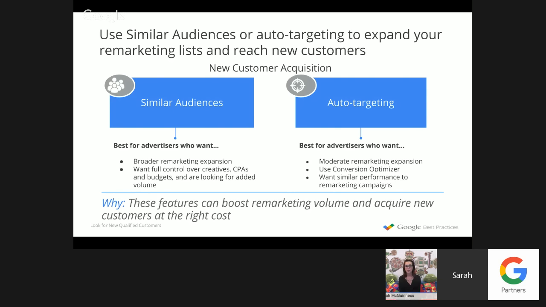If you think of similar audiences, this is best for advertisers looking for added volume and who have some flexibility in their performance targets. Whereas auto targeting, I suppose, is better for advertisers who want performance more closely aligned to their remarketing campaigns.